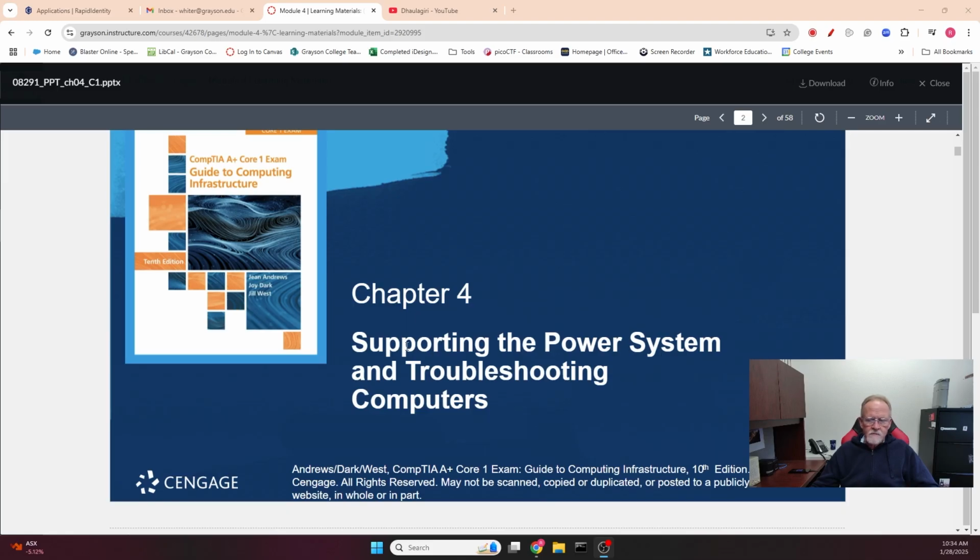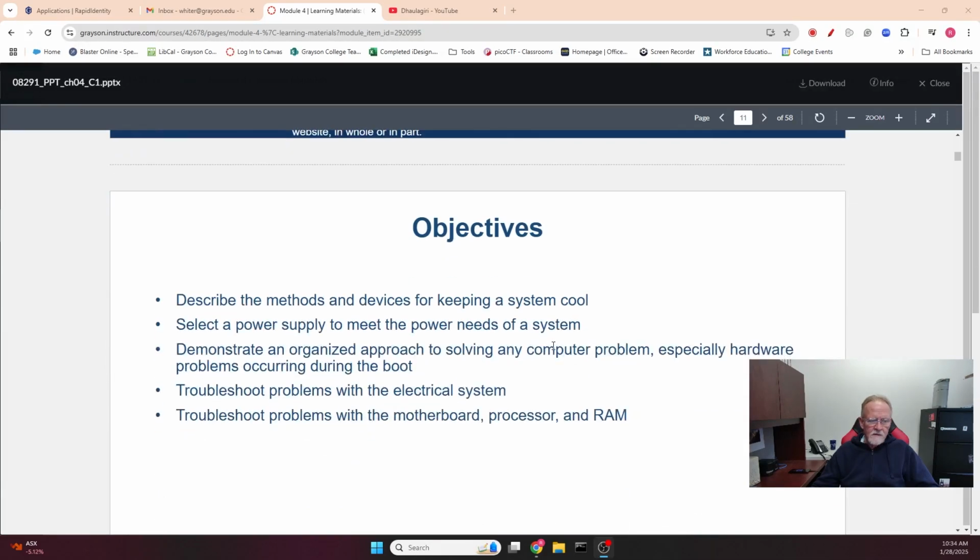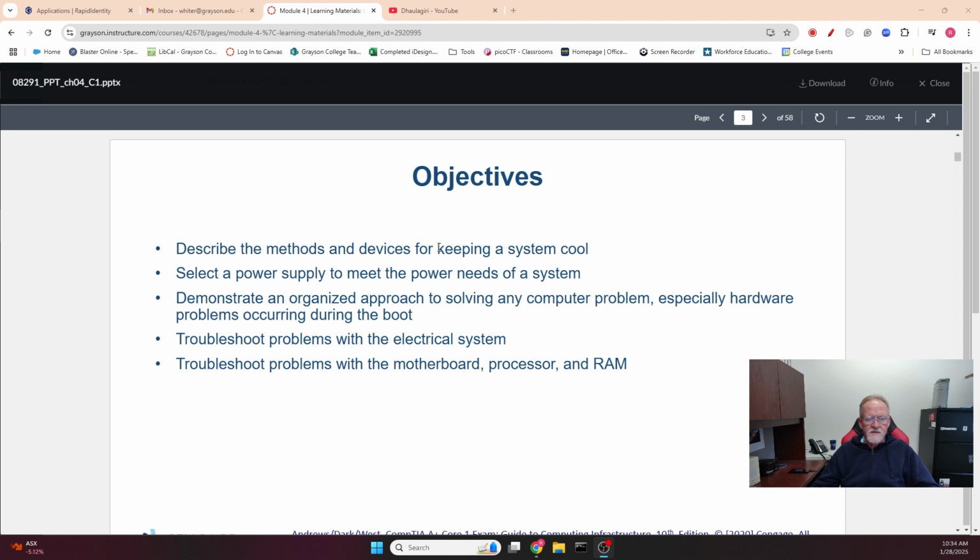Alright, so here we are, Chapter 4. And the objectives for this module: describe methods and devices for keeping a system cool. Heat is the enemy of all electronics, and so basically the cooler you can keep your system running, the better it's going to run and the longer it will last. Power supplies: you need to be able to calculate how many watts of power you're going to need, and then find a power supply that will provide that amount of power.